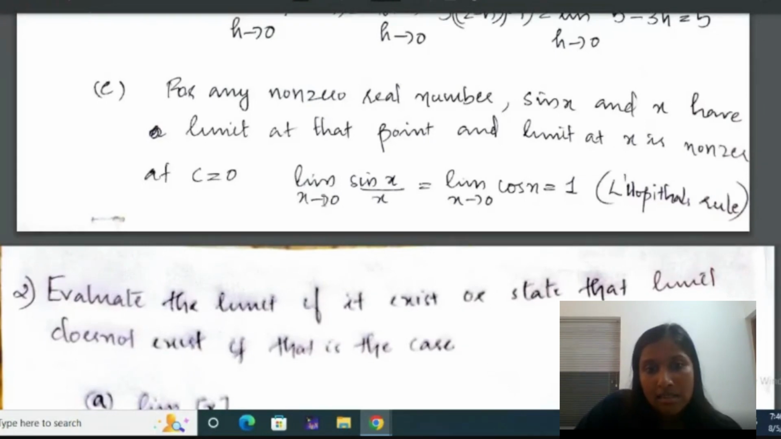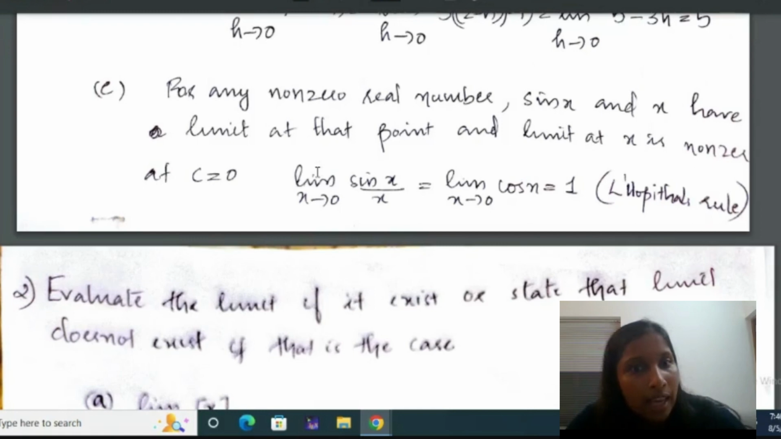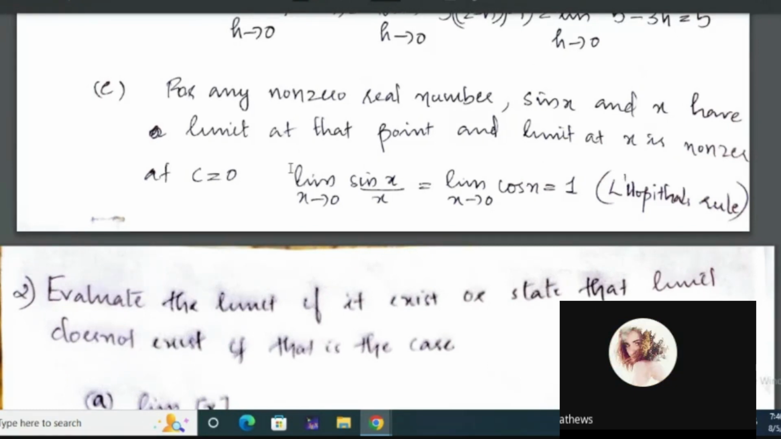The limit x tends to 0 of sine x by x is a 0 by 0 form, so we can apply L'Hospital's rule. It will be cos x by 1, which is 1. So at every point on the real line, the limit of the function exists. Okay. Is that okay? Any doubts? No, teacher. No, miss.